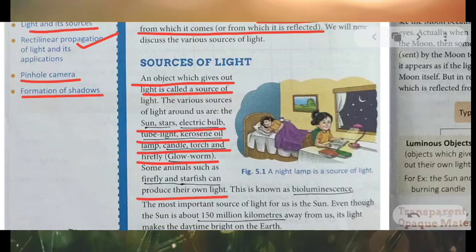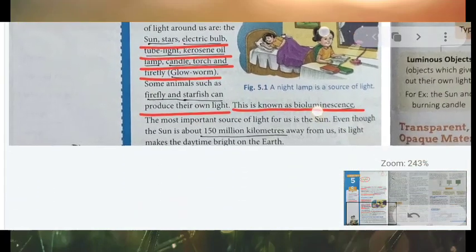The simple meaning of source of light is: the object from which we are getting light will be called a source of light. This is known as bioluminescence, the ability of animals to produce their own light.